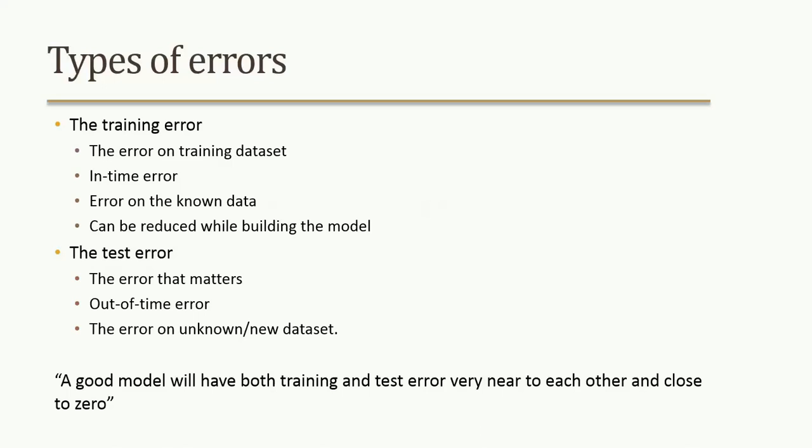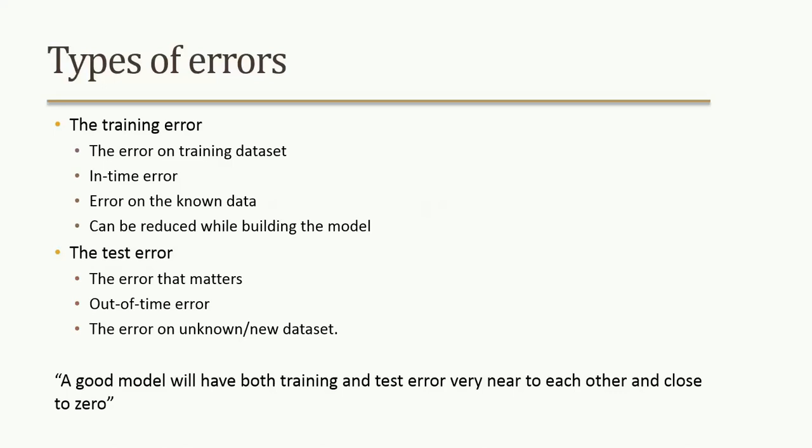The test error, in fact, is the error that really matters. It is also known as out of time error, or out of time data error, the error on the unknown data set or the new data set. In fact, if a model is really doing well on the training data set, it should do well on the test data set. If it is not doing well, then that is not really the best model. It needs to be rebuilt or recalibrated. Generally, a good model should do well on both test and training data.